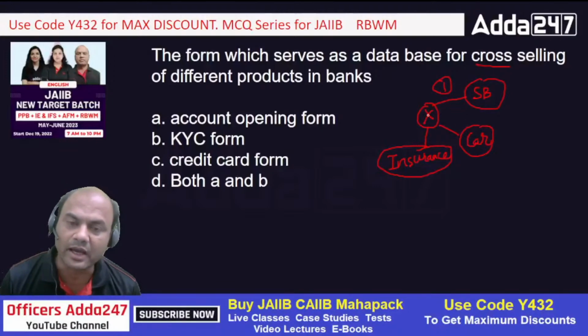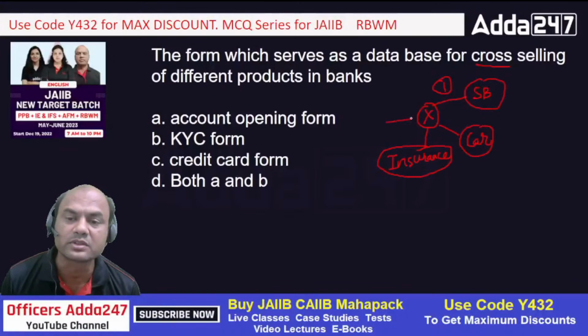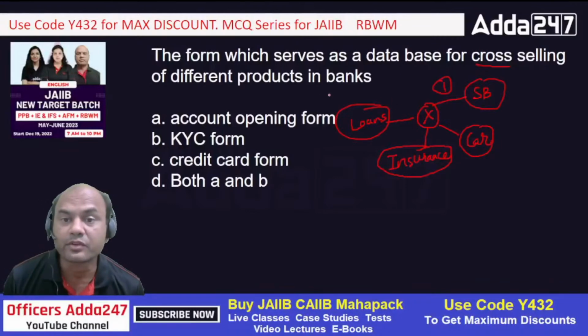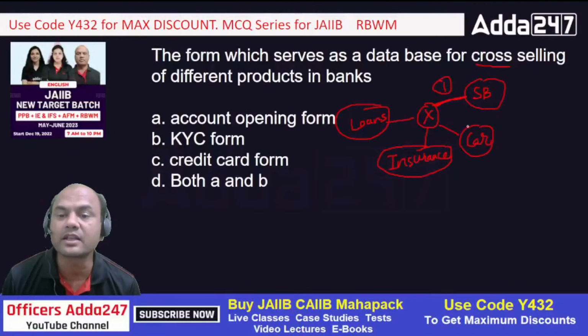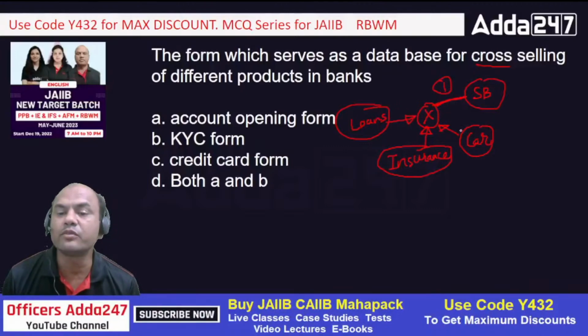I am having a relationship of savings with your bank, but does it mean that I don't have any other requirement? I may be requiring a home loan also. Loans, you can call it any loan, home loan, personal loan, anything. I may be requiring this also. So cross-selling means when I am having one relationship with you, enhancing and increasing the relationship, selling various products to this person, car loan, other insurance, home loan or any loan, to the same customer who is having the relationship with you.